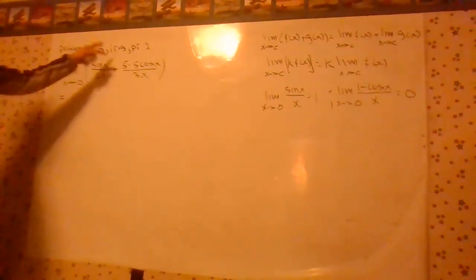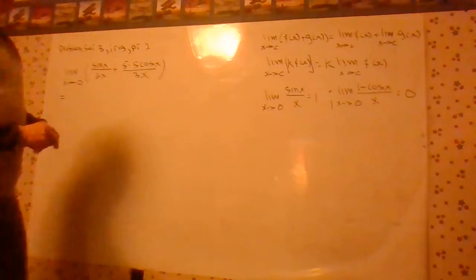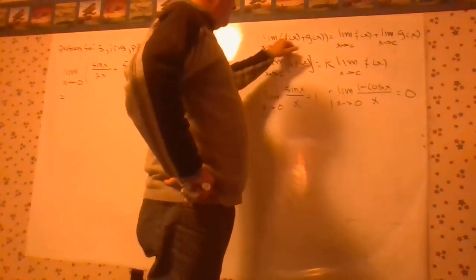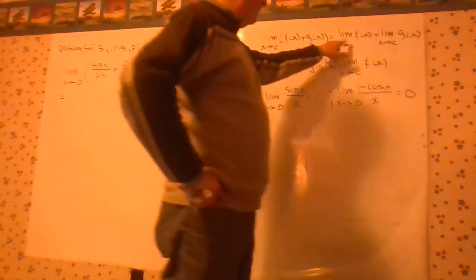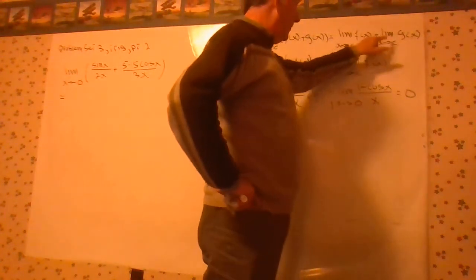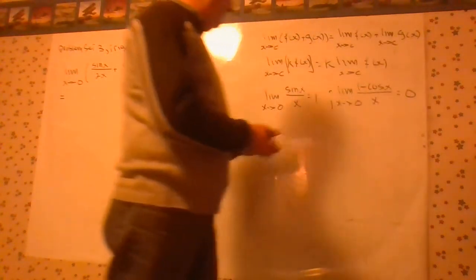Problem set 3, trig part 2. We're going to revisit limits. We have a new principle: the limit as x approaches c of f of x plus g of x is the limit as x approaches c of f of x plus the limit as x approaches c of g of x.